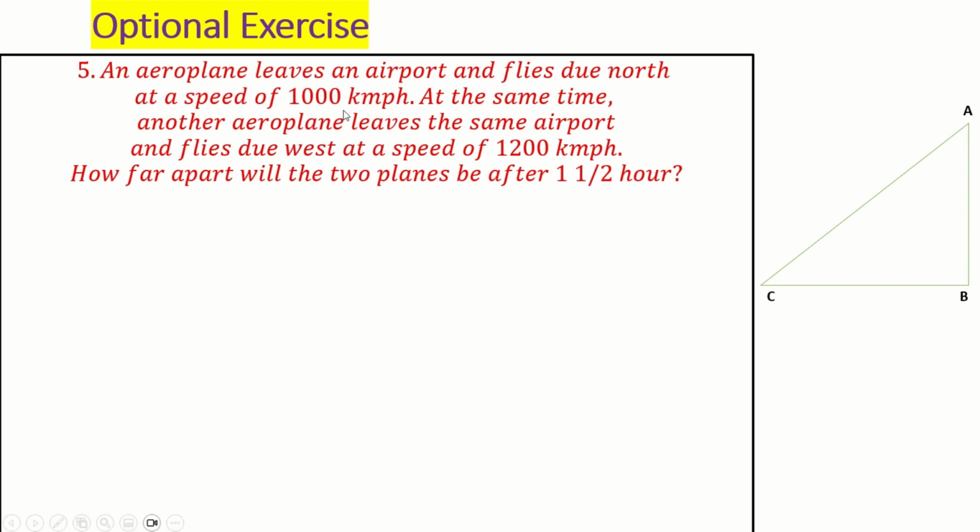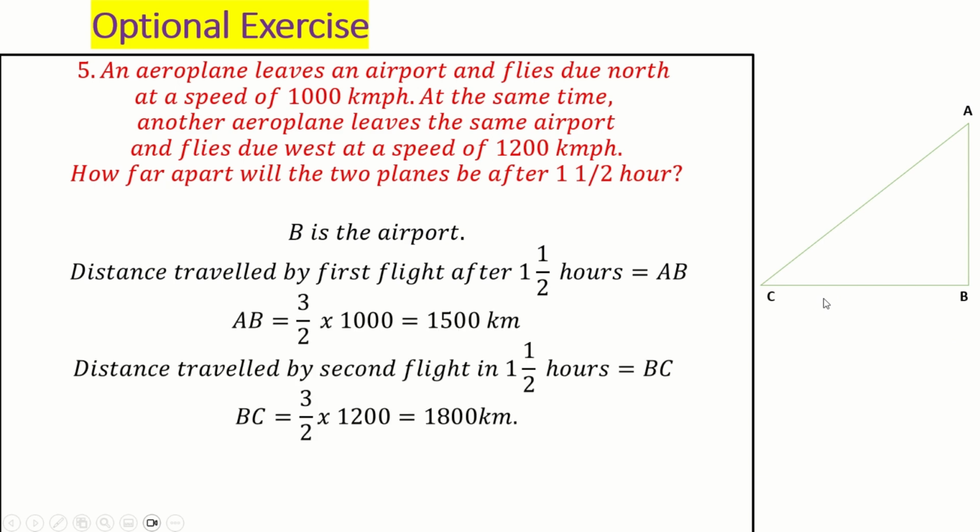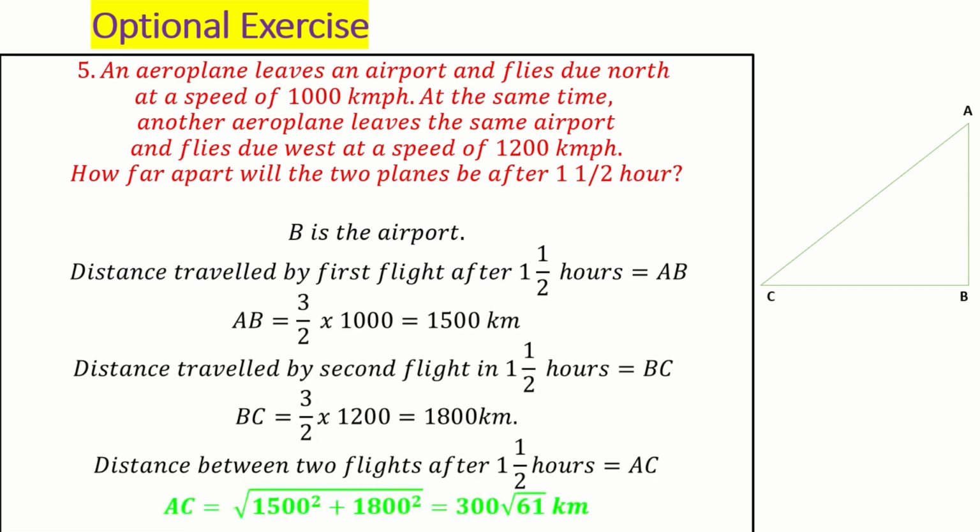So you are given speeds. Position A is basically 1.5 hours for the first plane, traveling at 1000 kilometers per hour. So in 1.5 hours you will get 1500, correct? So AB is equal to 1500. The second one is 1200 into 1.5 hours, that is 1800. BC is 1800. Once you know that, this is very simple, correct? You just apply Pythagoras theorem, you get 300 square root of 61 kilometers. Okay, next.